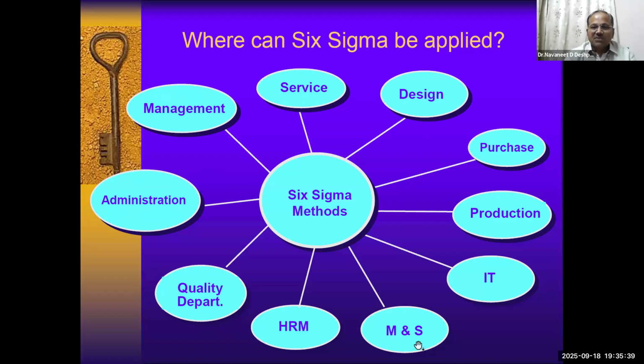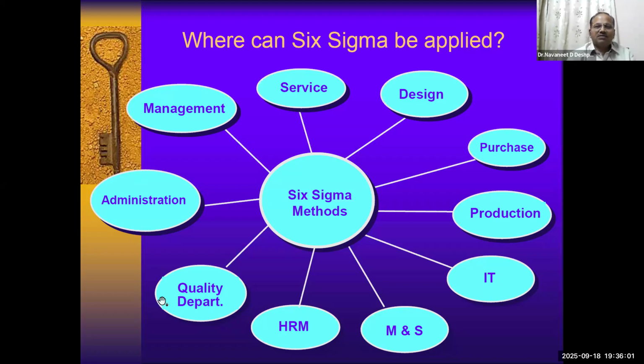It can be done in HRM. Sorry, it's not merger. It's marketing and sales. It could be done, and then you can implement them in HRM. Then you also have a quality department, which is very critical and essential for every organization, wherein you can implement the Six Sigma methods.